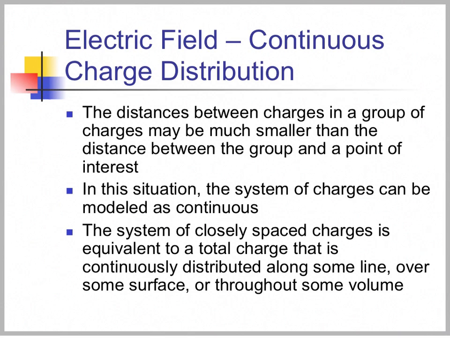Now that works great for point charges, but there are a lot of times where we don't have point charges. We might have a continuous charge distribution. Maybe I have charge throughout a volume or over the surface of a sphere. So the distances between the charges in a group of charges can be smaller than the distance between the group and the point of interest. If that's the case, we can model the system as a continuous charge distribution. The system of closely spaced charges is equivalent to a total charge that is continuously distributed along some line or over some surface or throughout some volume.